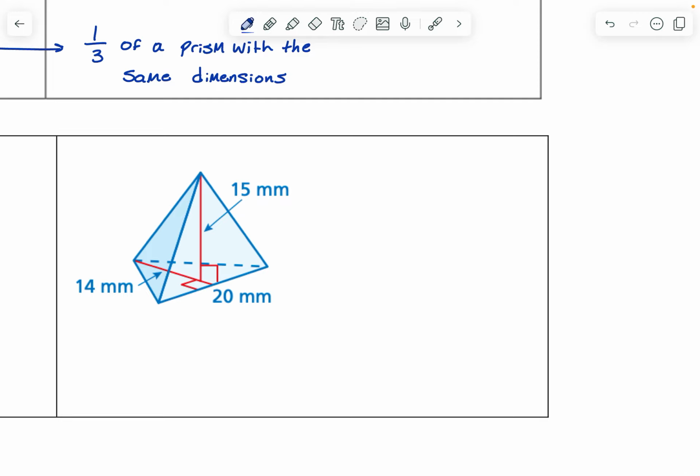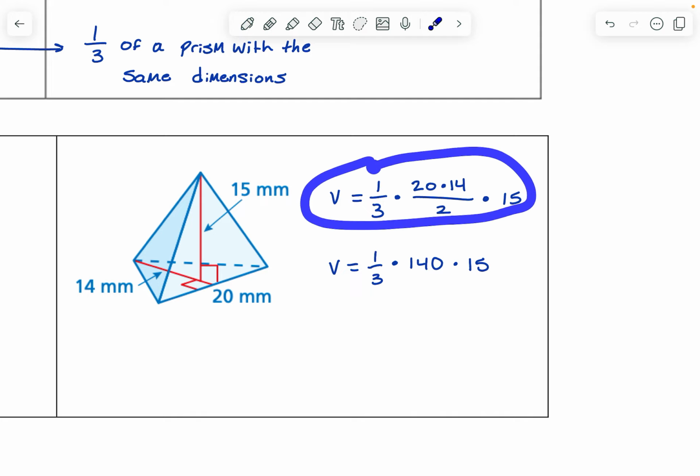Okay, volume is equal to 1/3 area of the base times the height. Area of the base is a triangle with a base of 20 and a height of 14. How do you find the area of that? 20 times 14 divided by 2 times the height of the entire pyramid, perpendicular to the base to the vertex, 15. Volume is equal to 1/3, 20 times 14 divided by 2, 140 times 15.